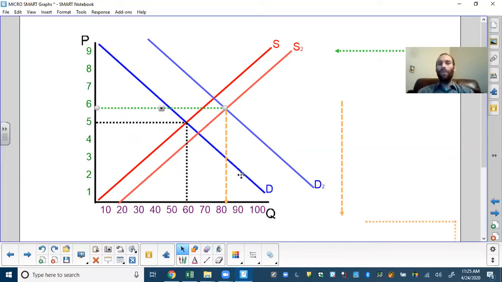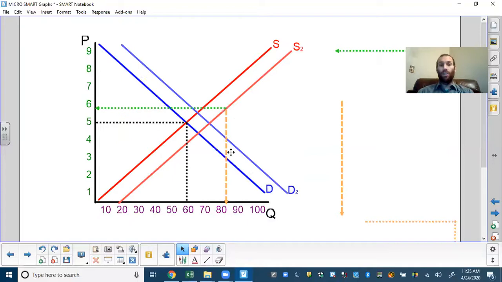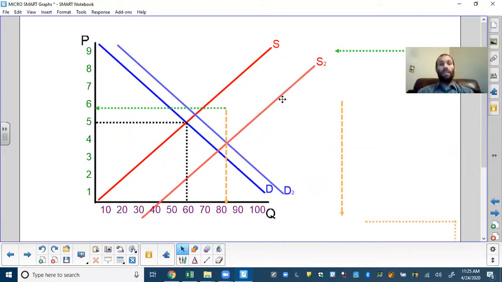But I didn't tell you to shift demand a lot or supply a little. In fact, you might draw the opposite. Let's say I shifted demand a little, but supply I shifted a lot. Well, then I would have something new. I would find out that my price, instead of increasing from 5 to 6, now decreased from 5 to 4, even though my quantity is still sitting right here at 84.